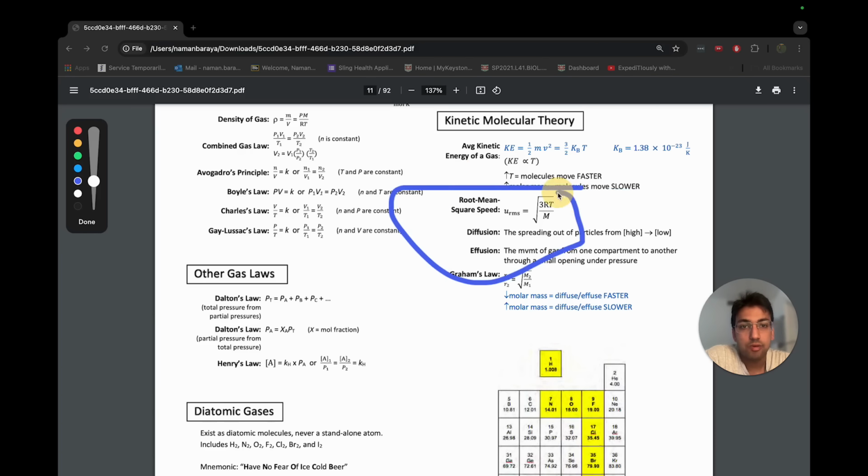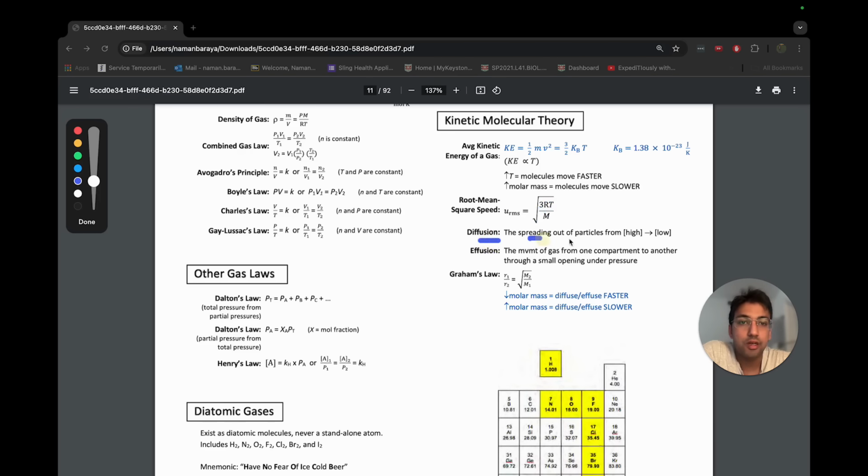Okay, this is also important. This is root mean squared. I want you to remember this equation. Basically, it's the square root of 3RT over the molar mass. And the important thing is that you just understand this relationship. So here we know that the speed is directly related to the temperature, which we just talked about, and inversely related to the molar mass, which is similar to the heaviness of that particle.